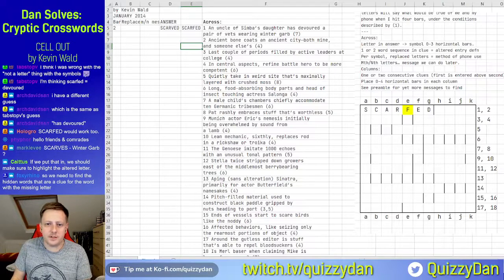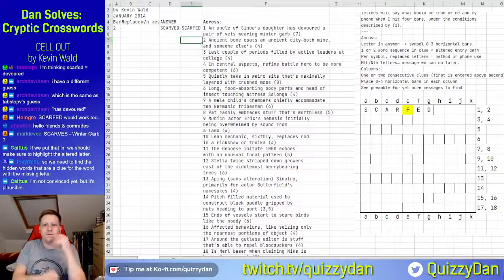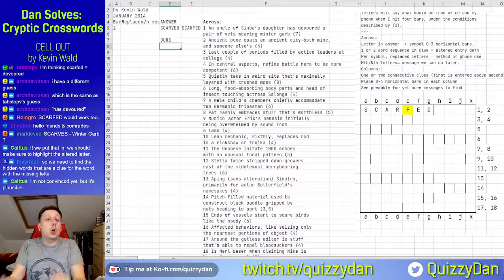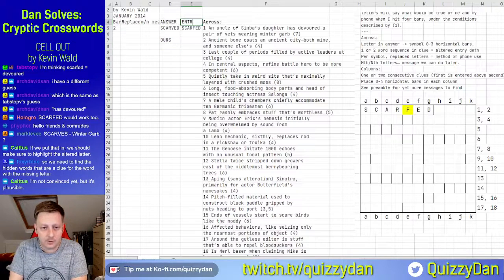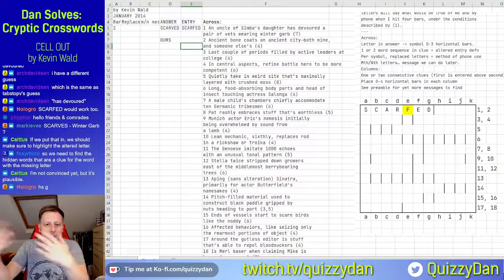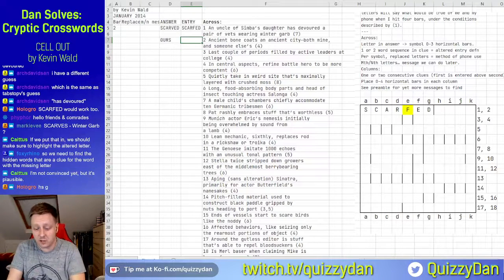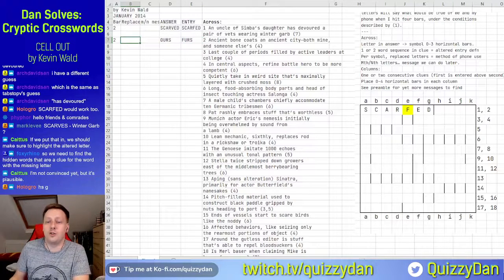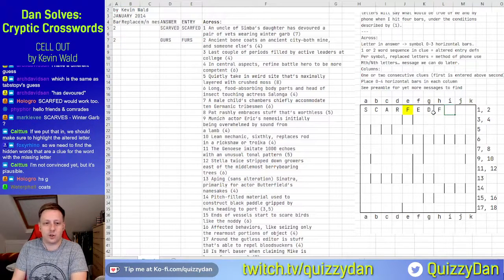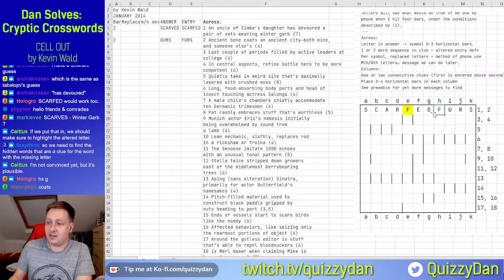Ancient bone coats an ancient city, both mine and someone else's. Okay, that's fine. So, the answer to the clue is ours, because that is mine and someone else's. That is ours, and is an ancient city, and os is an ancient bone. So it's got to be coats. That is the extra word. Ours can become furs, and that is a 2. That's got 2 horizontal bars, so that becomes furs. That's how this is working.